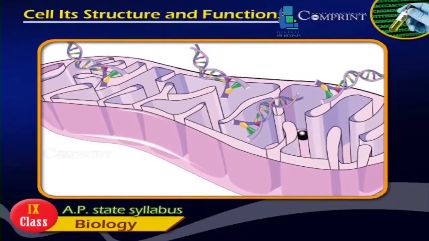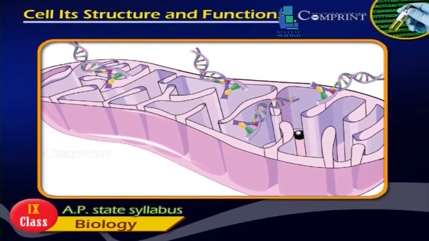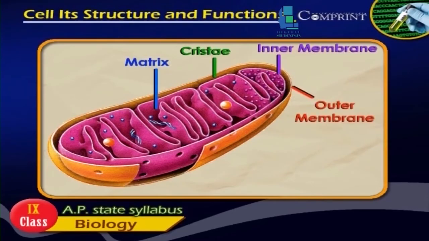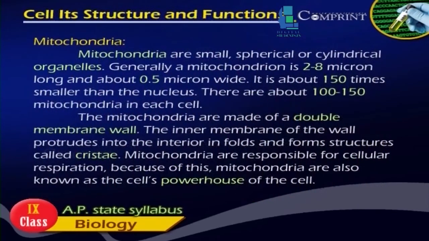The mitochondria are made of a double membrane wall. The inner membrane of the wall protrudes into the interior, infolds and forms structures called cristae. Mitochondria are responsible for cellular respiration. Because of this, mitochondria are also known as the powerhouse of the cell.